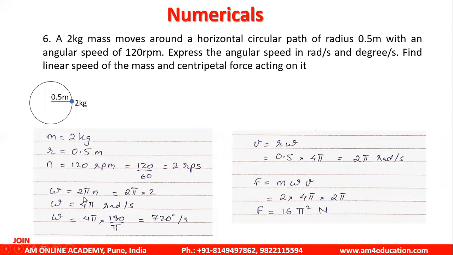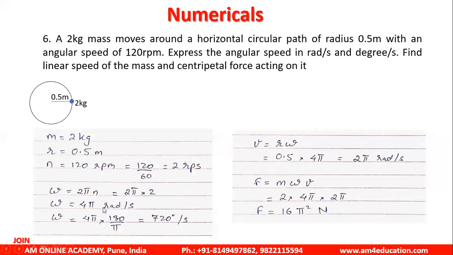Now omega equals 2 pi n, that is 2 pi into the value of n, which is 2, so it will be 4 pi. We have to express the angular speed in radian per second, so in radian per second it is 4 pi. Now let us see what it is in degree per second, as mentioned in the problem.